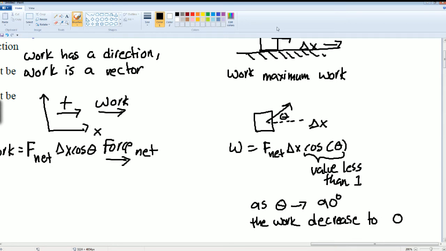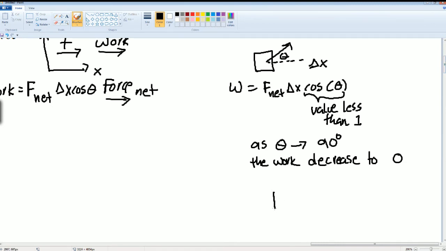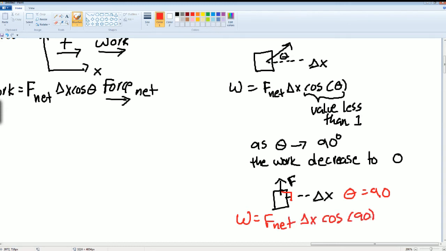So what do I mean? If your force is this direction and your delta x is this direction, and here you have a box that is 90 degrees, or theta is 90 degrees, watch what happens to the formula. Work is equal to F net delta x cosine of 90 degrees. What is cosine of 90 degrees? 0. So work is equal to 0. When theta equals 90, the force is perpendicular to the displacement. The work becomes basically 0. So if it's right at 0 degrees, it's maximized. As the angle goes up, it gets smaller and smaller. Once it hits perpendicular, the work becomes 0.